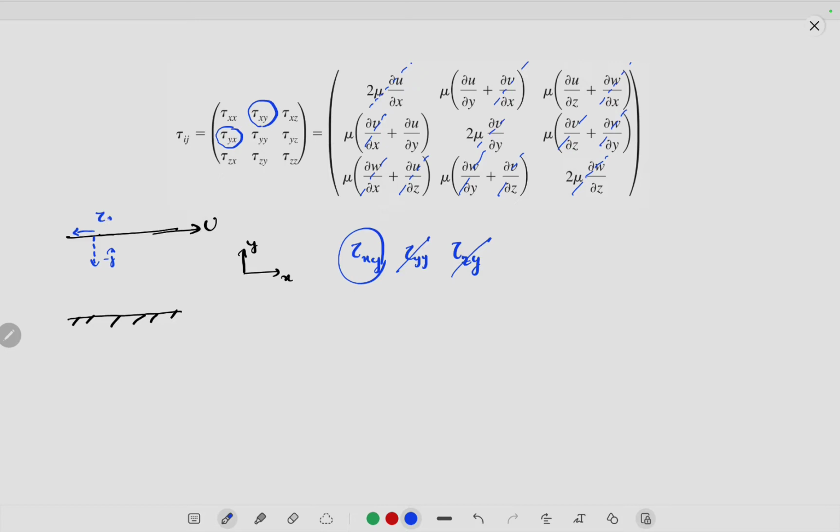Alright, and similarly for the bottom plate, since the normal vector is along plus j hat direction, again only tau xy, tau yy, and tau zy terms will contribute, and since tau yy and tau zy are 0, only tau xy will contribute. And since this normal vector is along positive j hat, tau xy will be directed in this direction. Okay, so this is the solution for our second part of the problem.